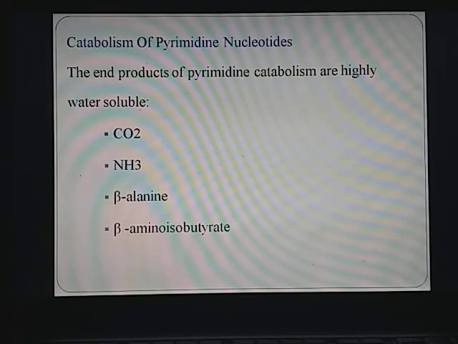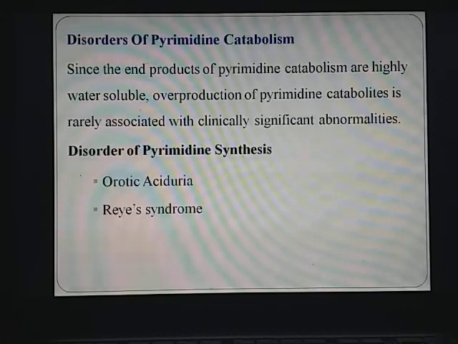The end products of pyrimidine catabolism are highly water soluble. They are carbon dioxide, ammonia, beta-alanine and beta amino isobutyric acid. Beta-alanine and beta amino isobutyric acid are the important amino acids which can be converted to acetyl-CoA and succinyl-CoA and which can be reutilized wherever they are required.